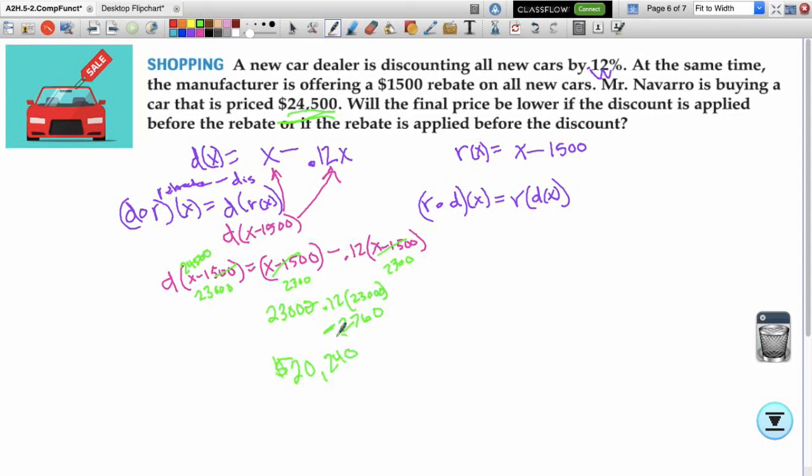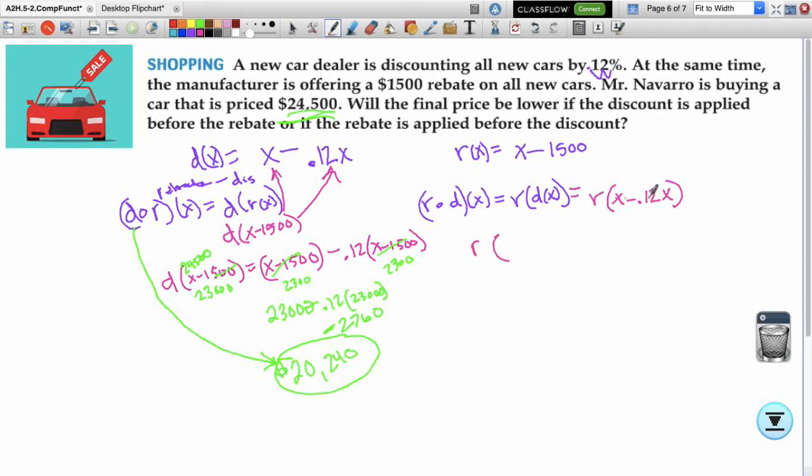Okay, and remember that is our D of R, which means we do our rebate first and our percent off second. If we do kind of the inverse of that, that means we're doing R of D of X. So we're going to take our R function and plug in D of X everywhere that X occurs in the R. So our D of X is equal to X minus 0.12X. Okay. So we'll write that over here.